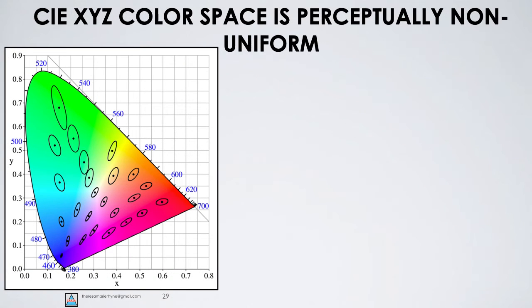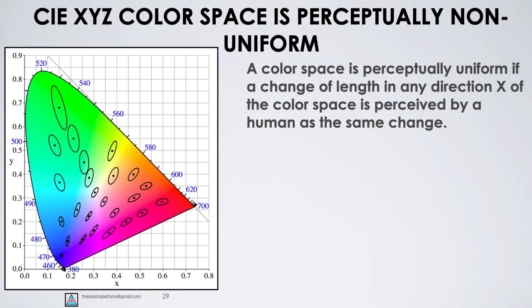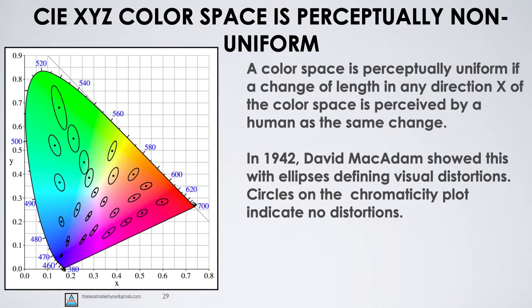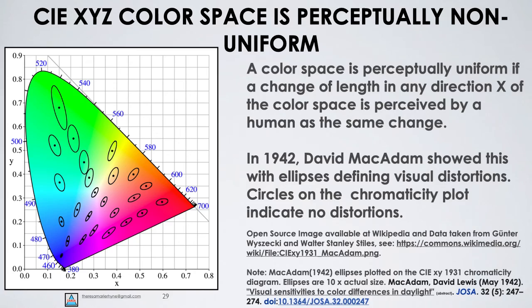Well, guess what? After all of this, it turns out that XYZ is not perceptually uniform. Nope, it's heavy on the green side. You can kind of tell up top here, there's more green. See those ellipses? If those ellipses become circles, it's uniform. But you see how these ellipses, they're not circles. So David MacAdam showed that these ellipses are defined visual distortions. So the color space isn't uniform. Oh no, we got to go back.